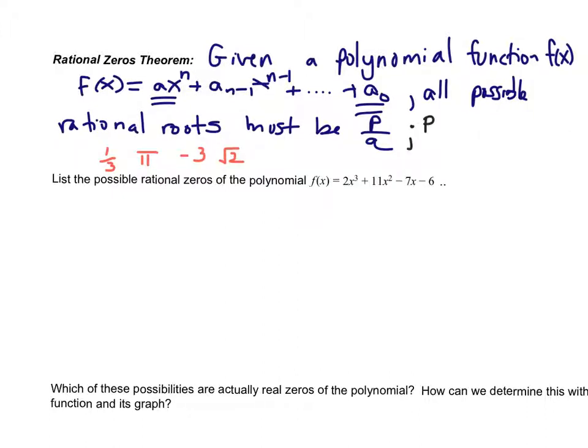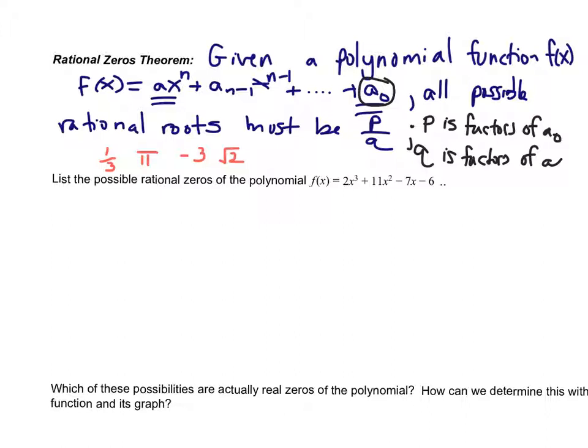So p is going to be factors of a0. So it's basically factors of this last number. And q is going to be factors of a, which is the first number. Now again, this only gives possible rational zeros. Not all the ones we find are going to actually be zeros. They're not all going to be plugged in and find the number 0. But these are the only ones that are possible rational solutions. Any other rational we can exclude.